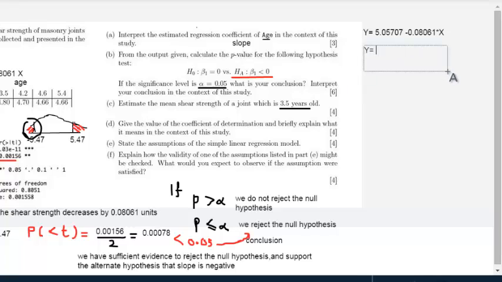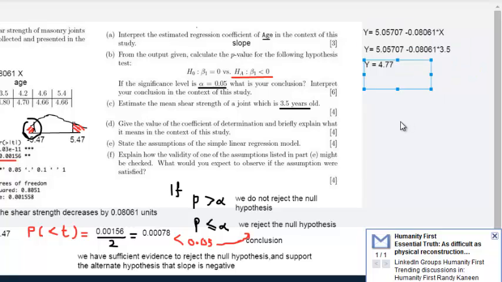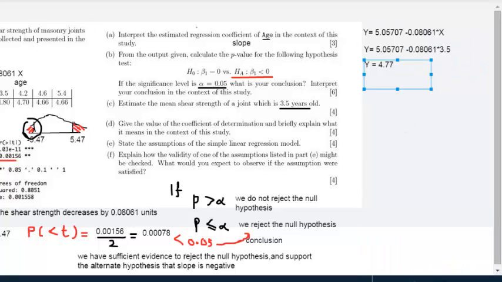So y is equal to 5.057057 minus 0.08061 times 3.5, which is the age given. On calculating this, we get the shear strength, that is y, as 4.77. That is the shear strength I am getting, equal to 4.77. So that would be the simple answer for part C. Let's move on to part D.